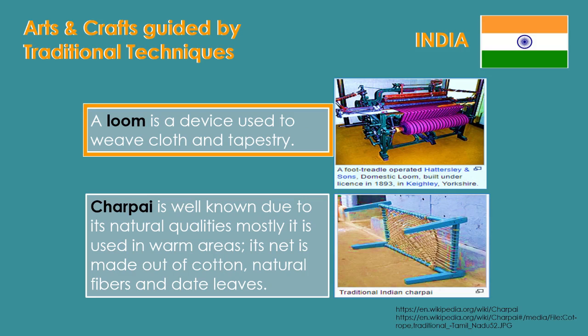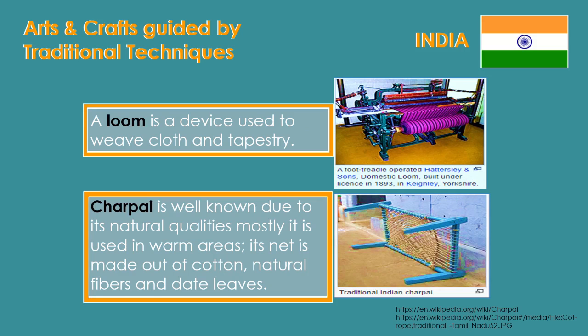First is loom. Loom is a device used to weave cloth and tapestry. We also have charpai or charpei. It is well known due to its natural qualities, mostly in its use in warm areas. Its net is made out of cotton, natural fibers, and date leaves.